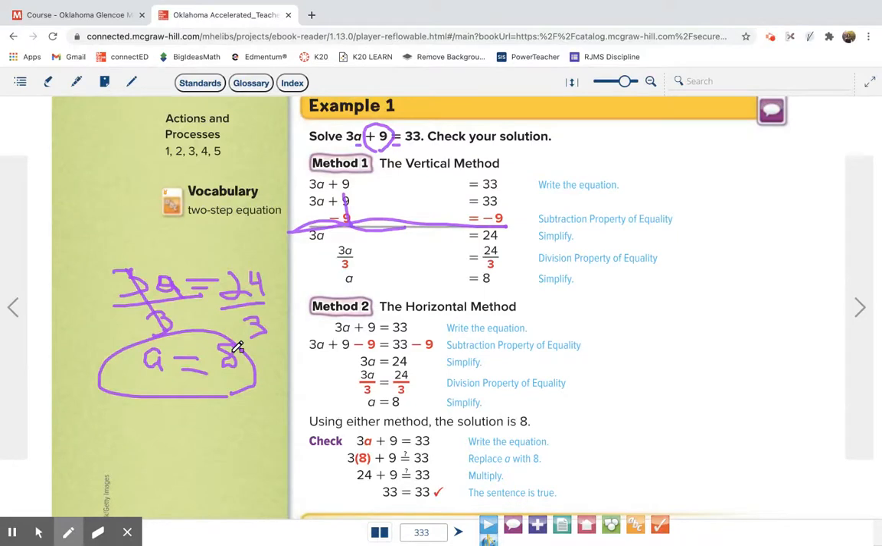You can always go back and take this number and plug it into your original equation to check it. So 3a plus 9 equals 33. We said a is 8, so 3 times 8 is 24, plus 9 equals 33. So yes, we did it correctly. a is 8.